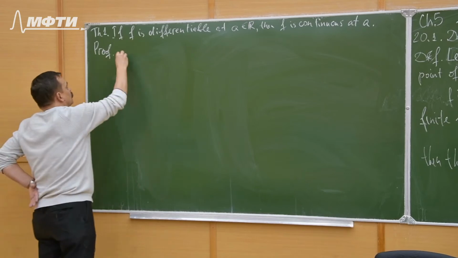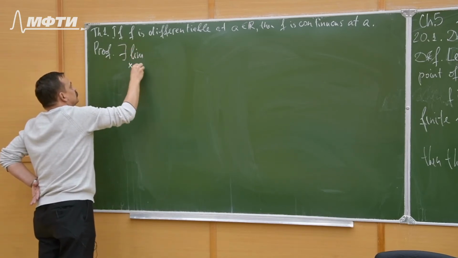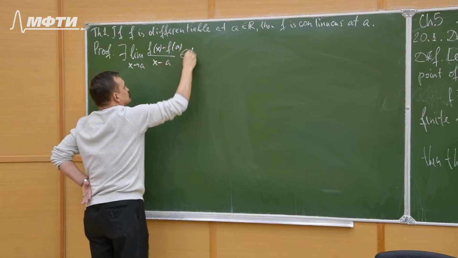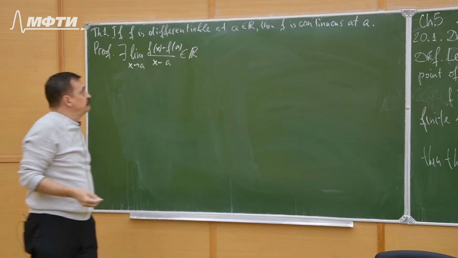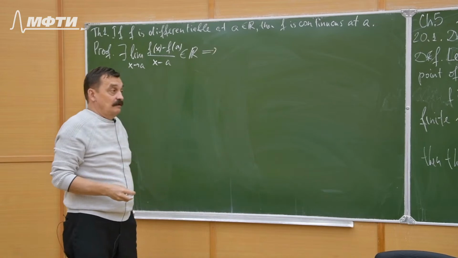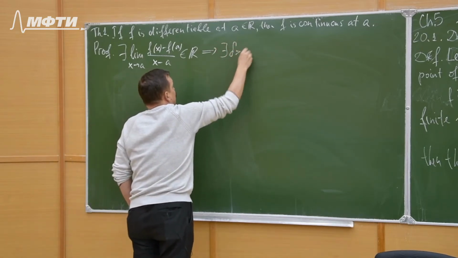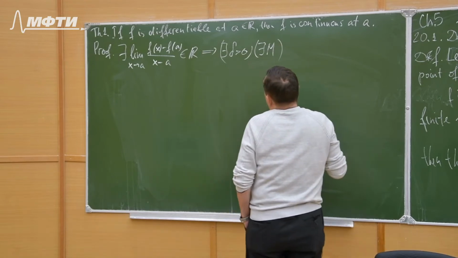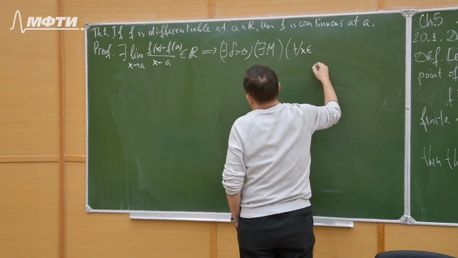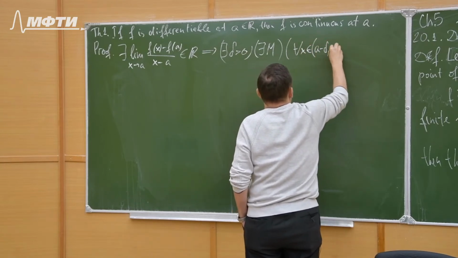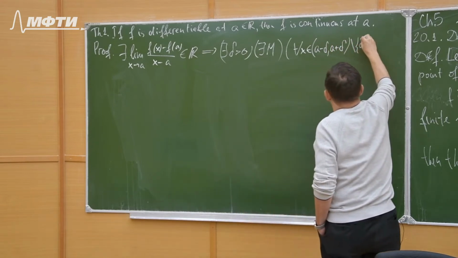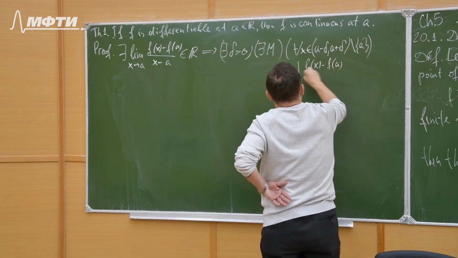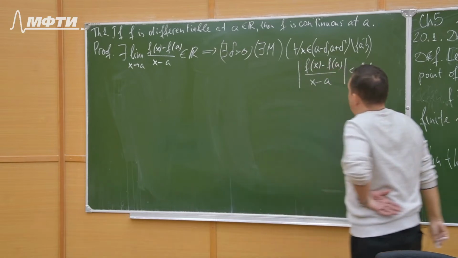So there exists a finite limit. And if a function has a finite limit, then it is bounded in a punctured neighborhood. So there exists delta greater than 0 and there exists a constant m such that for all x in the punctured neighborhood, so a minus delta, a plus delta without a, we have the modulus of our function, and our function is that one, is less than m.